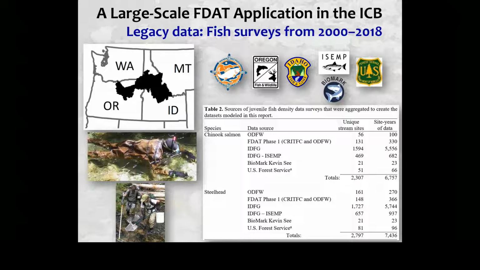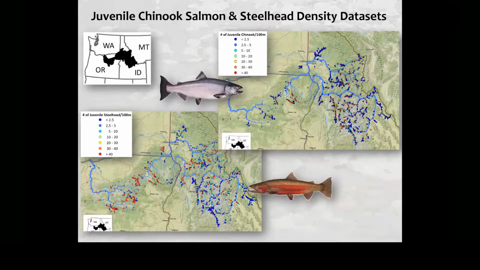And we contacted and worked with partners, ODF&W, Idaho Fish and Game, Biomark, Forest Service had a bunch of data, and pulled all that information together from all the people that had it and all the databases where it had resided to create one unified data set. So that for juvenile Chinook salmon and for steelhead, we basically had around 7,000 or so observations for both of these species. And here we're just visualizing what those look like through a couple maps that were generated in ArcGIS. You can see the locations of those thousands of sites within the study area, color-coded by the density of fish per 100 meters of stream. So you get an index of relative abundance by looking at those.